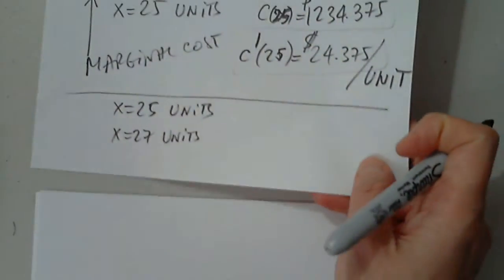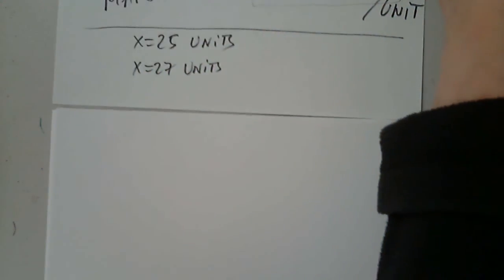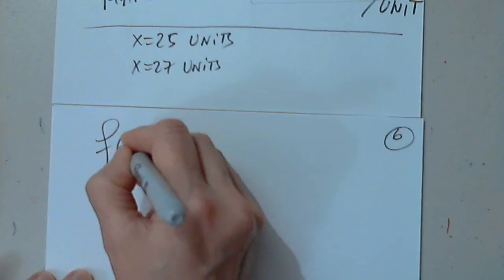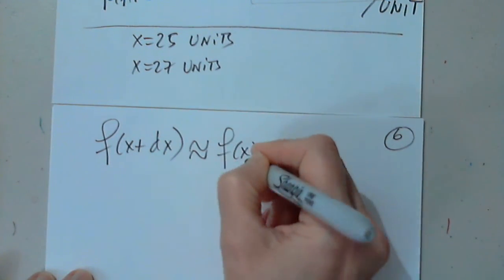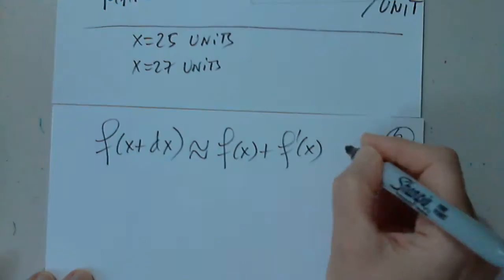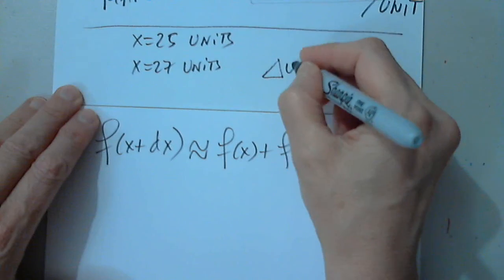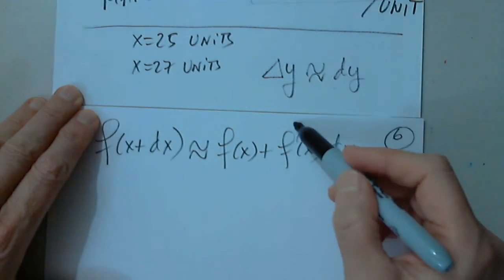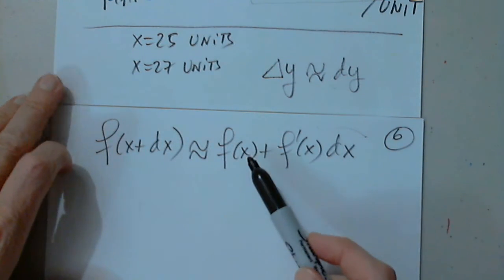So let me write the formula again here. f of x plus dx is approximately f of x plus f prime of x dx. So remember, where does this come from? From delta y approximately dy. dy is this. Delta y is this minus this, but we just moved it to the other side.